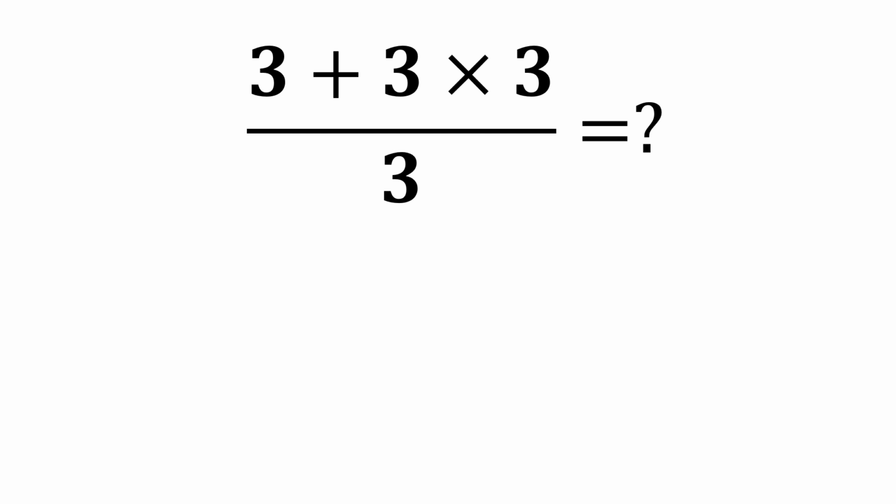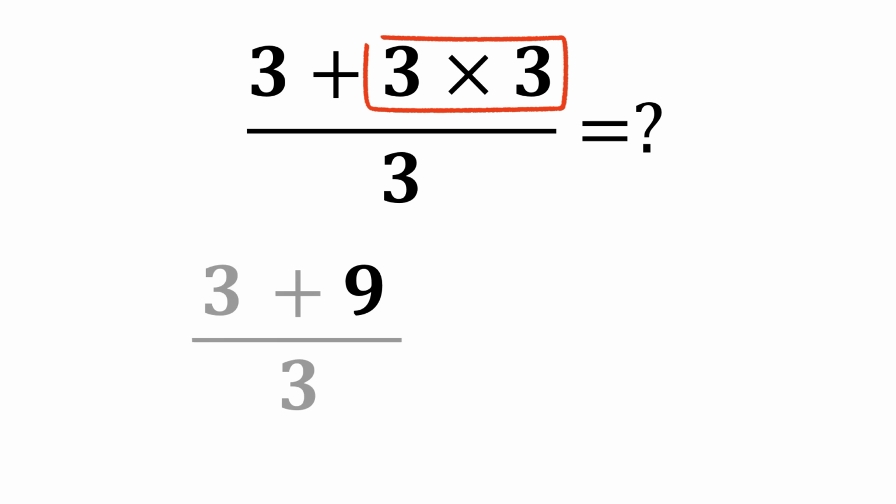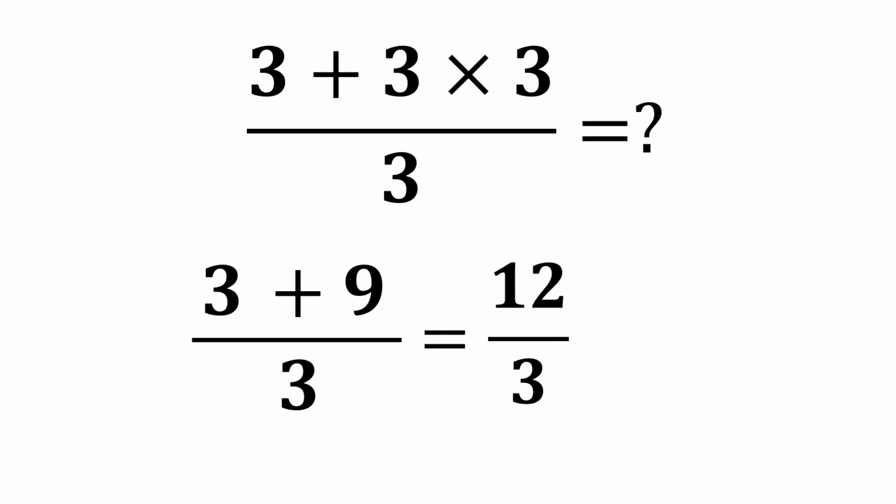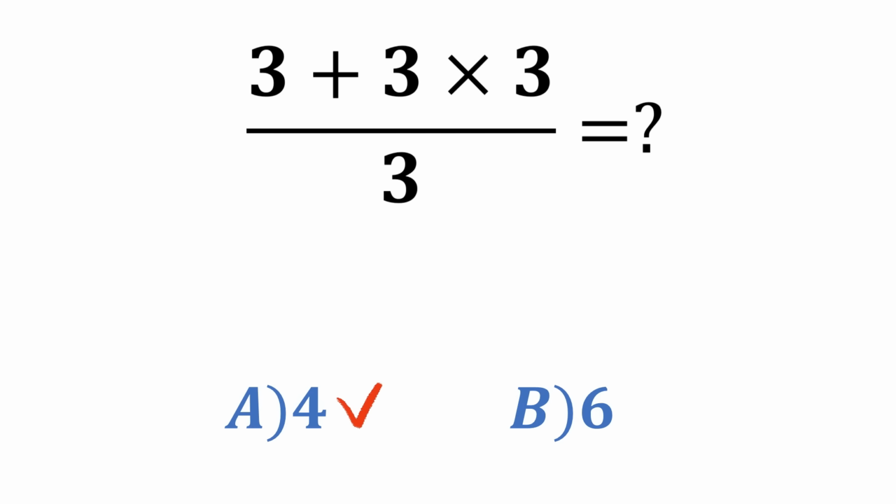But according to PEMDAS, multiplication has higher priority than addition. So first we calculate 3 times 3, which equals 9. Then 3 plus 9 equals 12. And 12 divided by 3 equals 4. So the correct answer to this question is 4.